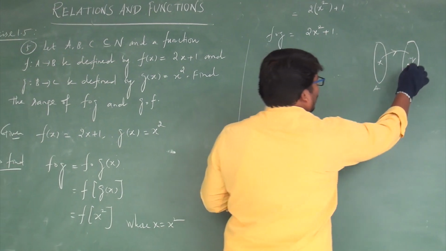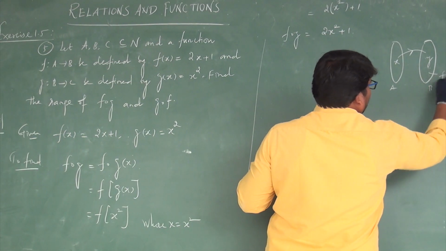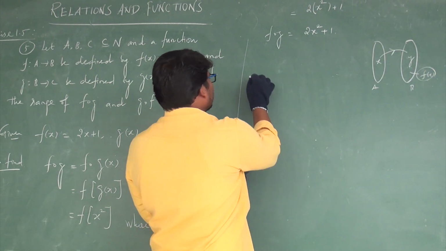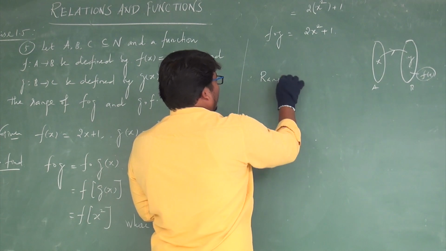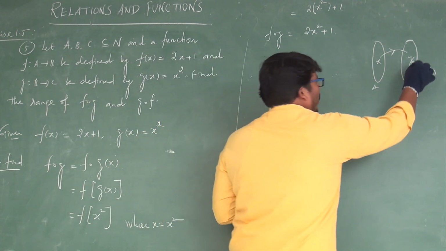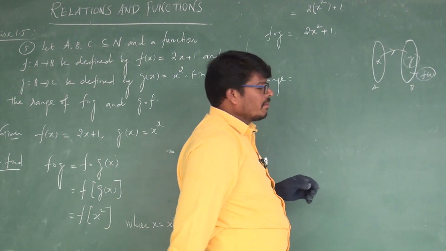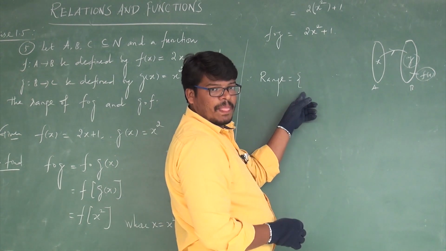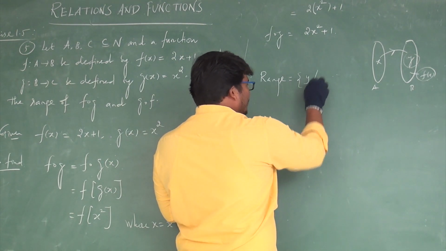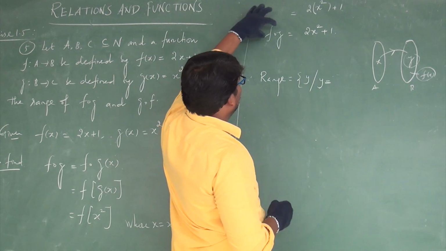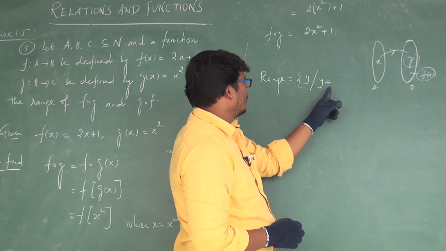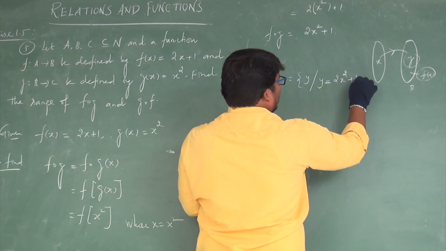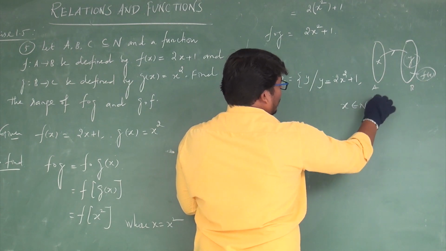Where range is called y. Here y is f of x. The range is f of x. Therefore the range is y. Now we can write the set of all y such that y equal to, given the function f dot of g, y equal to 2x square plus 1, where x belongs to natural number.